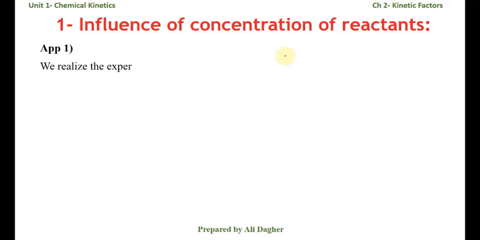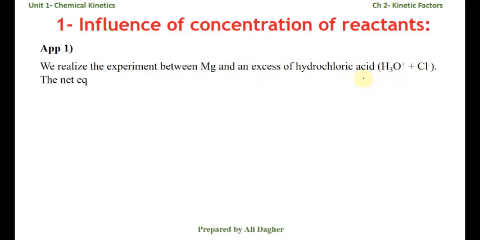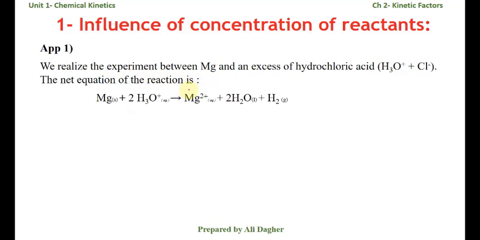Application: we realize the experiment between Mg and an excess of hydrochloric acid, H3O+ plus Cl-. The net equation of the reaction is Mg plus 2H3O+ gives Mg2+ plus 2H2O plus H2.